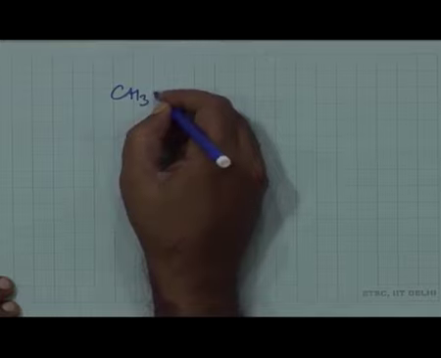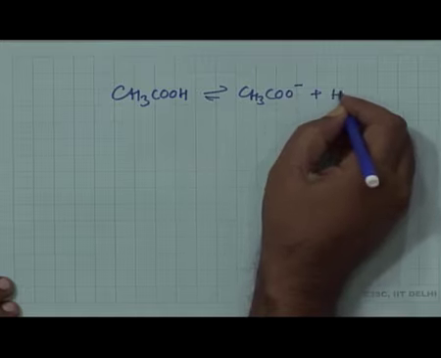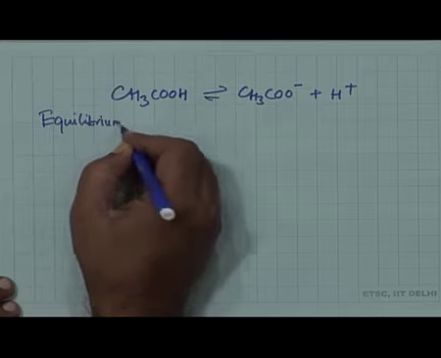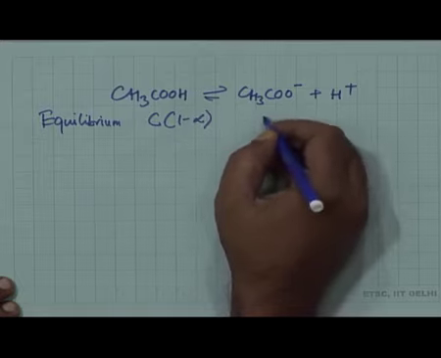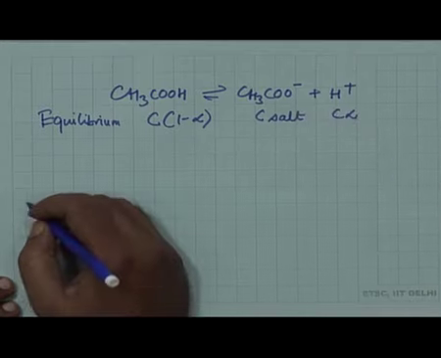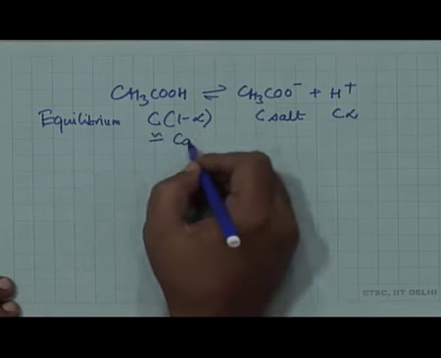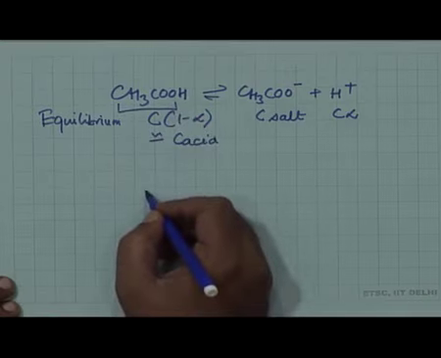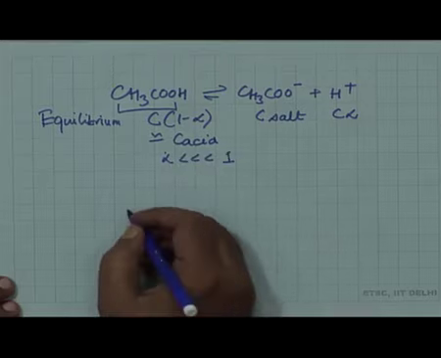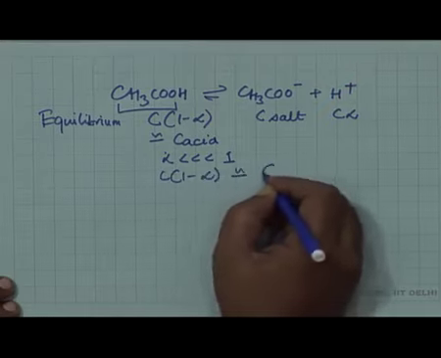So, if we write again CH3COOH giving CH3COO minus plus H plus at equilibrium, we have C times 1 minus alpha, and this is your C salt, and this is C alpha, or the H plus ion concentration. This is also almost equal to C acid, since acetic acid is a very weak acid and alpha is quite smaller than 1. And so, we can simply write C times 1 minus alpha is almost equal to C acid.